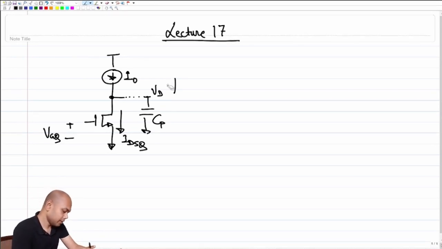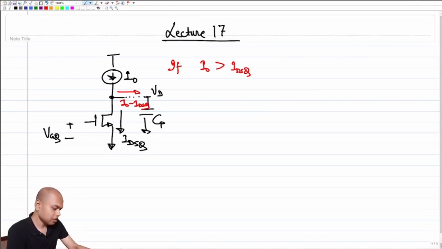If I naught is greater than IDSQ, what will happen? A difference current of I naught minus IDSQ will flow into this capacitor. So naturally, the voltage at VD will increase. So if I only observe the voltage at VD, what information am I gathering? The information that I am gathering is that the transistor is not strong enough to pull a current of I naught.